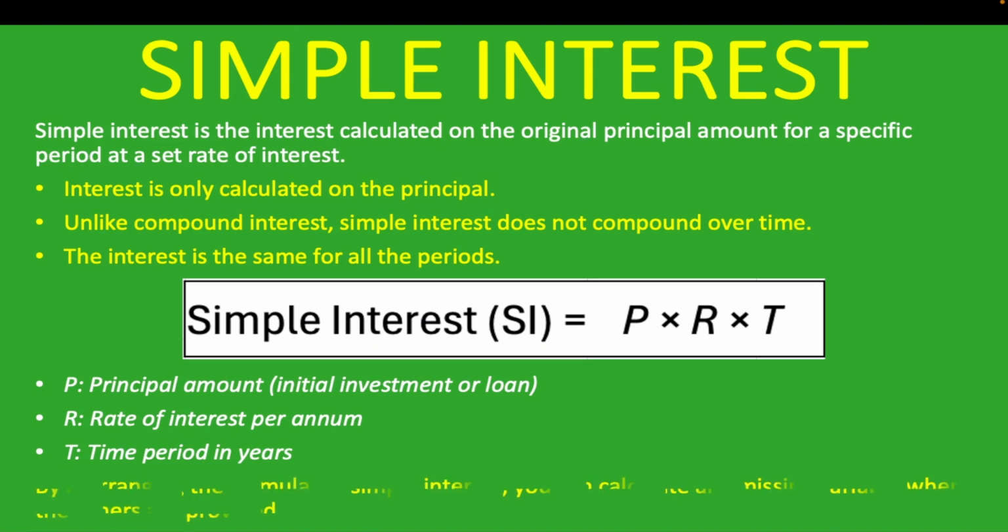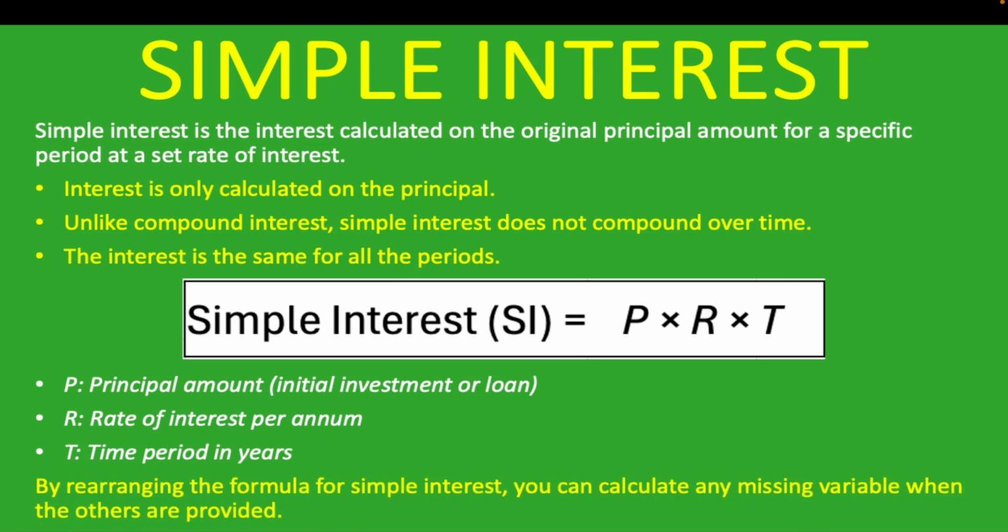Important thing to mention here is by rearranging the formula for simple interest, you can calculate any missing variable when the others are provided. Okay, so what do we mean by that? Now, you may be provided with the simple interest, the rate, and the time, but you may not be provided with the principal amount. And so what will we do? We'll just have to rearrange the formula and we'll get what the principal amount is.